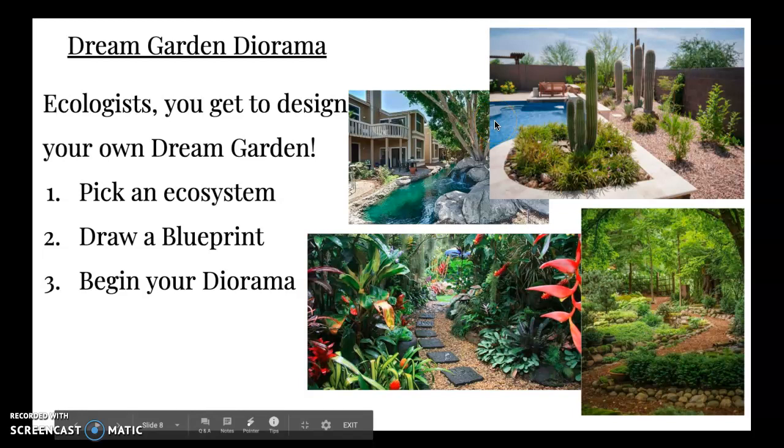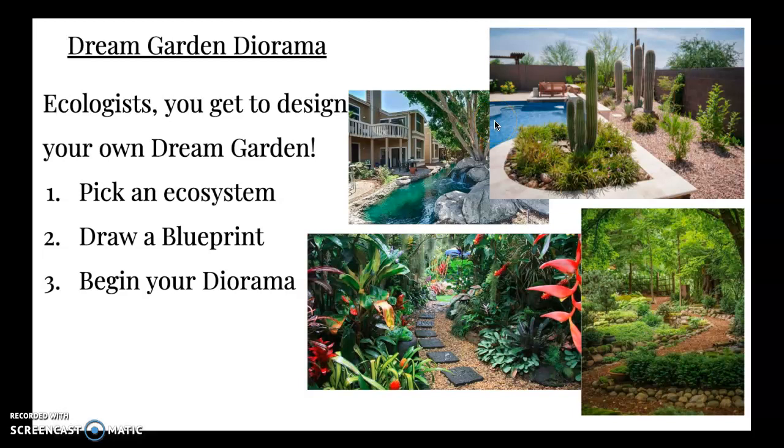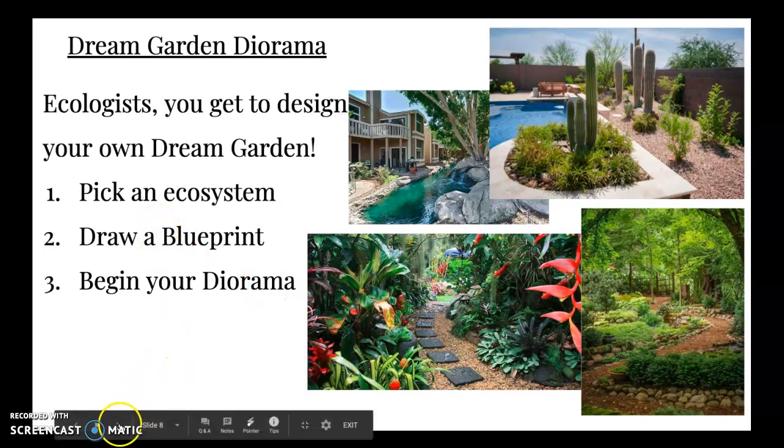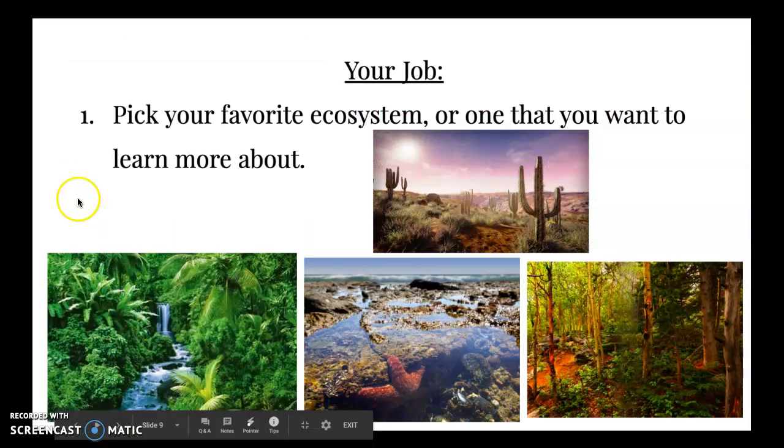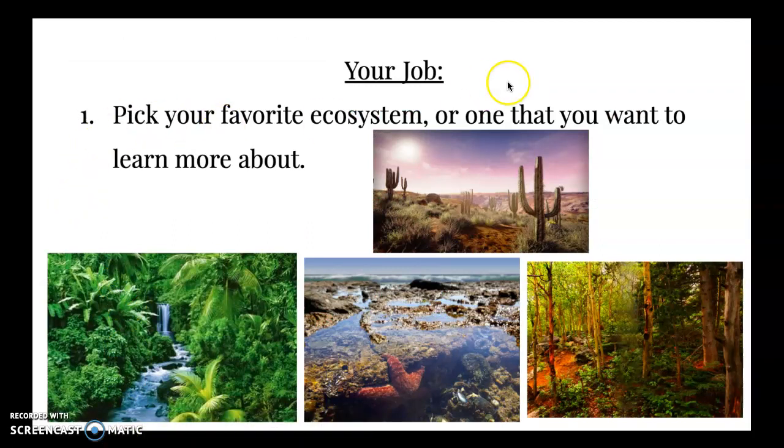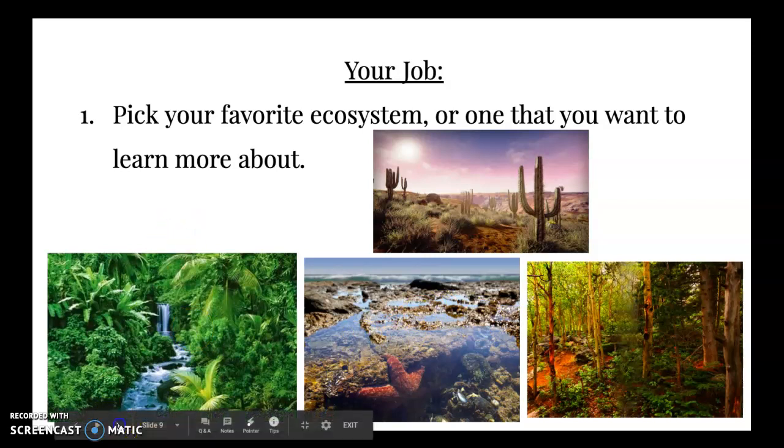So you can make the garden whatever you want it to be. It just has to be based on and include the elements of one of these forests, which is what we just talked about. So you're going to draw a blueprint. This says begin your diorama. I had an idea to do a diorama, but I think we're just going to do a blueprint and a drawing, because I don't want to make it too complicated. Okay, so your job, as I mentioned, is to pick your favorite ecosystem or one that you want to learn more about: the desert, the temperate forest, the tide pools, or the tropical rainforest.